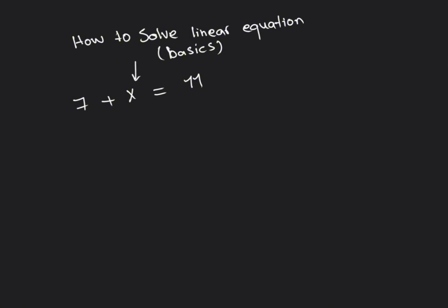When I add it to 7, it will give me 11. So you can guess it by yourself. You are going to say 4. That means 7 plus 4 gives me 11. So it's easy, this one. But we are not going to use guessing all the time. We have methods, ways to find the value.